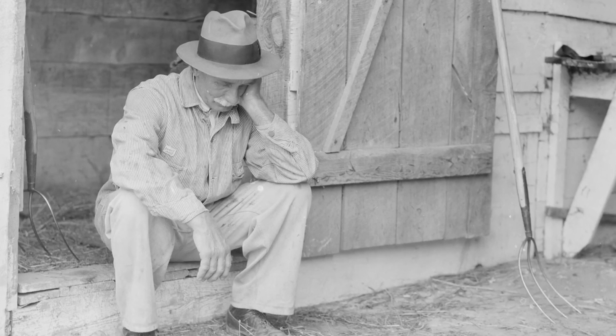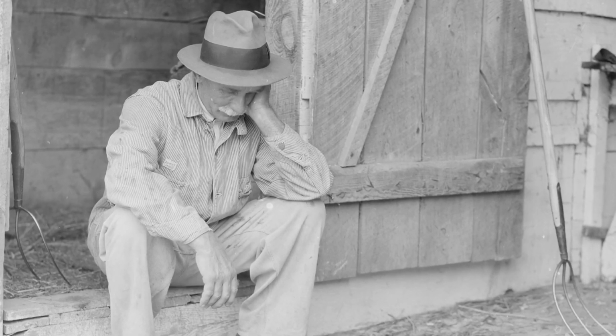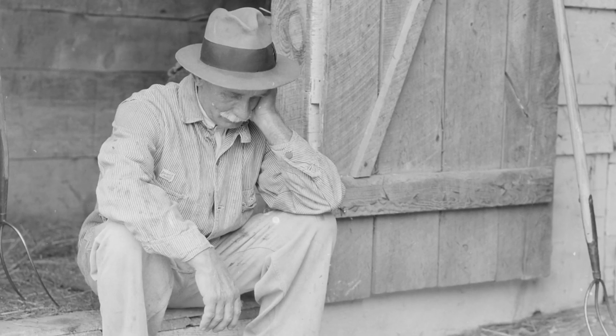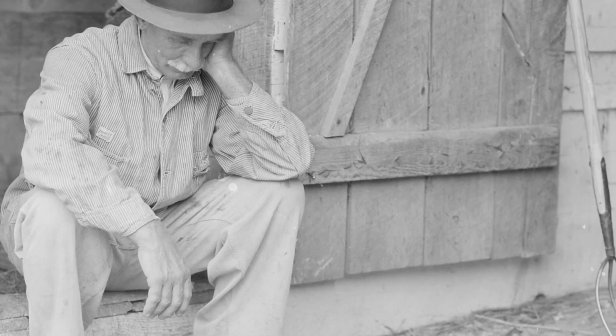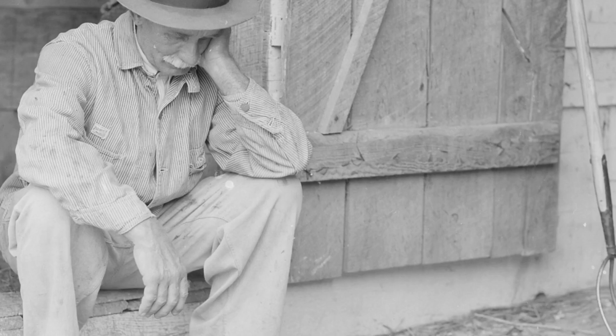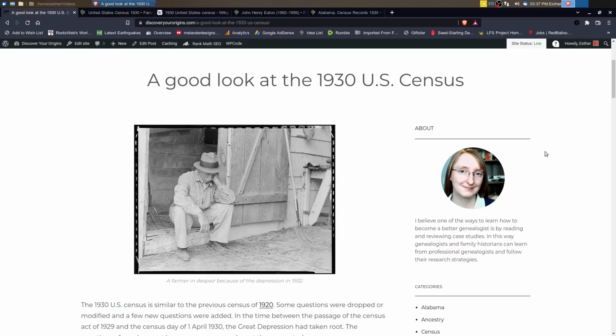You can see here I have a picture of a farmer in 1932 and just the discouragement that he probably was feeling during the Depression, of how hard things were. It's hard for us in our day to quite understand the despair of the people and how hard it must have been for them.